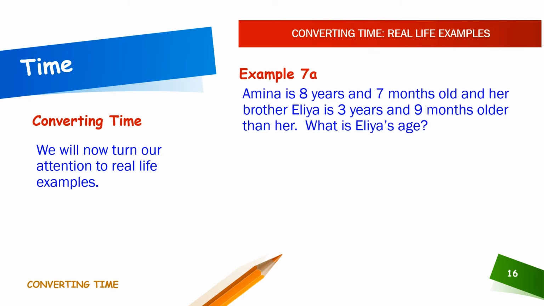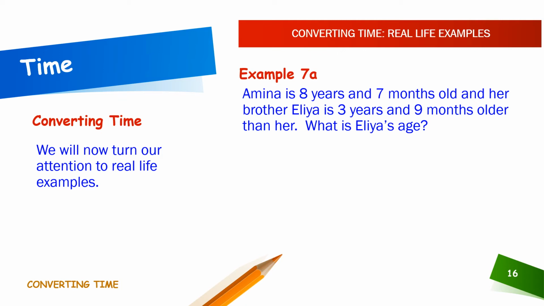Consider the example shown on your screen. Amina is 8 years and 7 months old, and her brother Elia is 3 years and 9 months older than her. What is Elia's age? Pause the video and have a go. Press play when you're ready to view the solution.